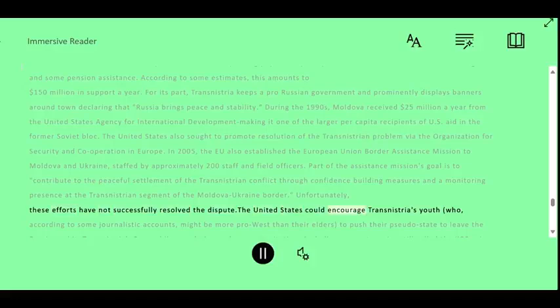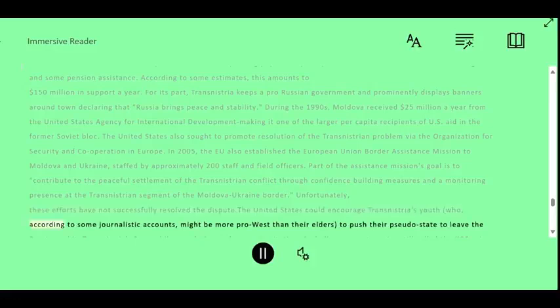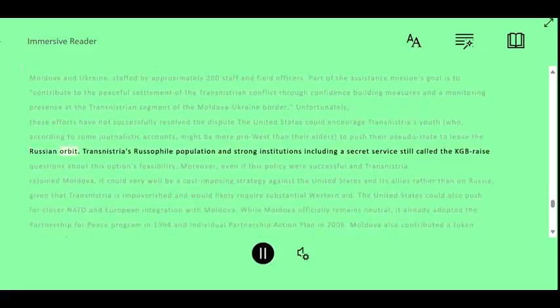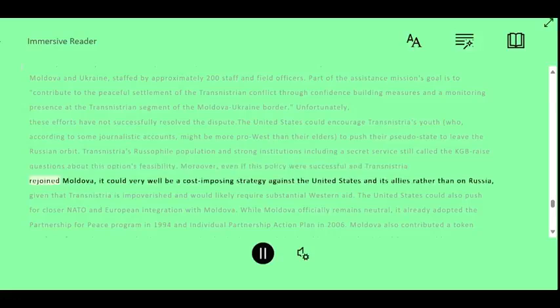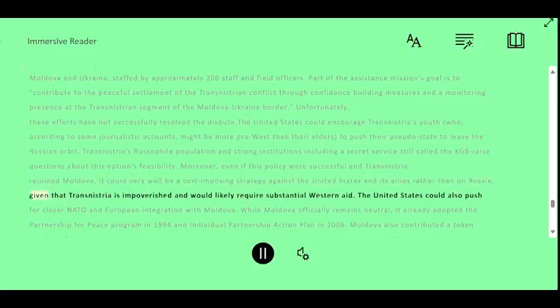The United States could encourage Transnistria's youth, who, according to some journalistic accounts, might be more pro-West than their elders, to push their pseudo-state to leave the Russian orbit. Transnistria's Russophile population and strong institutions, including a secret service still called the KGB, raise questions about this option's feasibility. Moreover, even if this policy were successful and Transnistria rejoined Moldova, it could very well be a cost-imposing strategy against the United States and its allies rather than on Russia, given that Transnistria is impoverished and would likely require substantial Western aid.